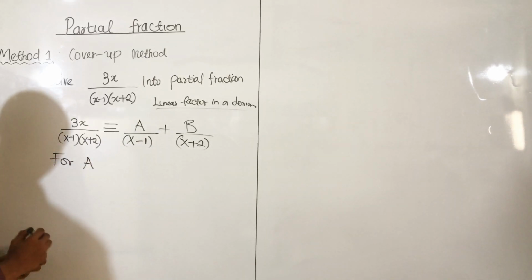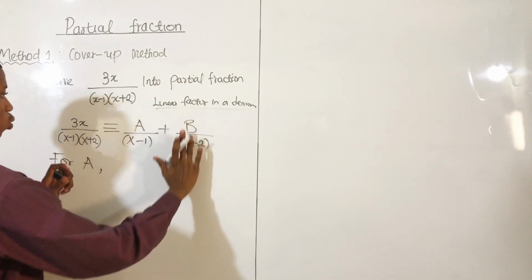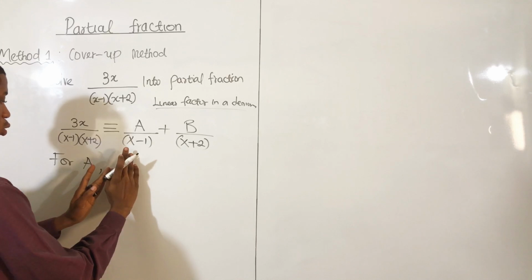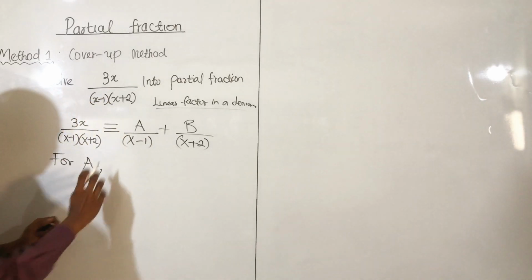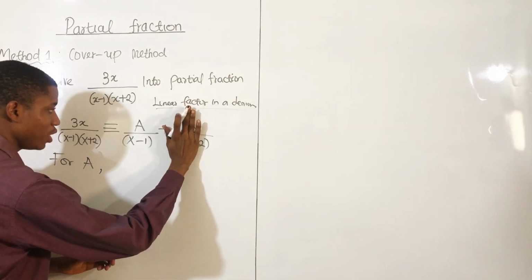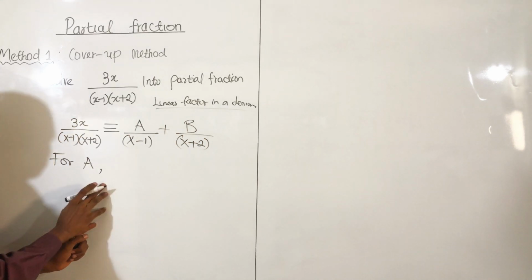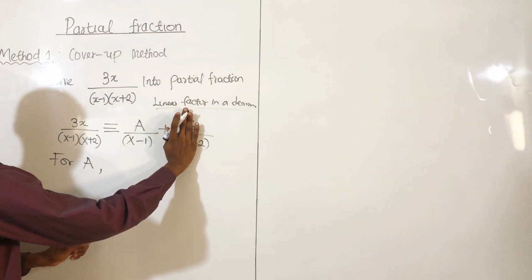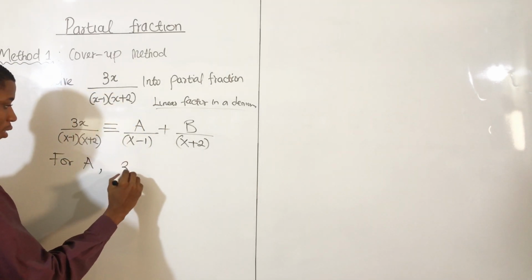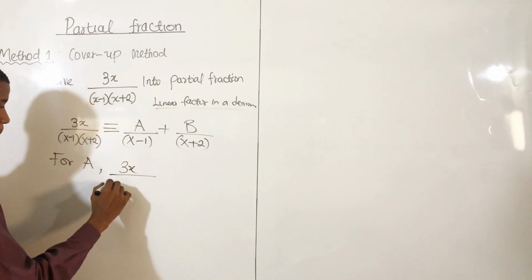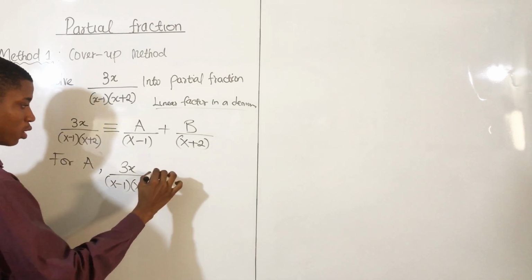The concept is easy. We're going to cover up this, and if we cover up this, we're left with a over x negative 1, and we're left with 3x. So if we do that, we're covering b if we're looking for a, and we'll cover a if we're looking for b. In this case, we're looking for a, so we're going to cover b. We're going to take this out. So we're having 3x over x negative 1, x plus 2 is equal to what?